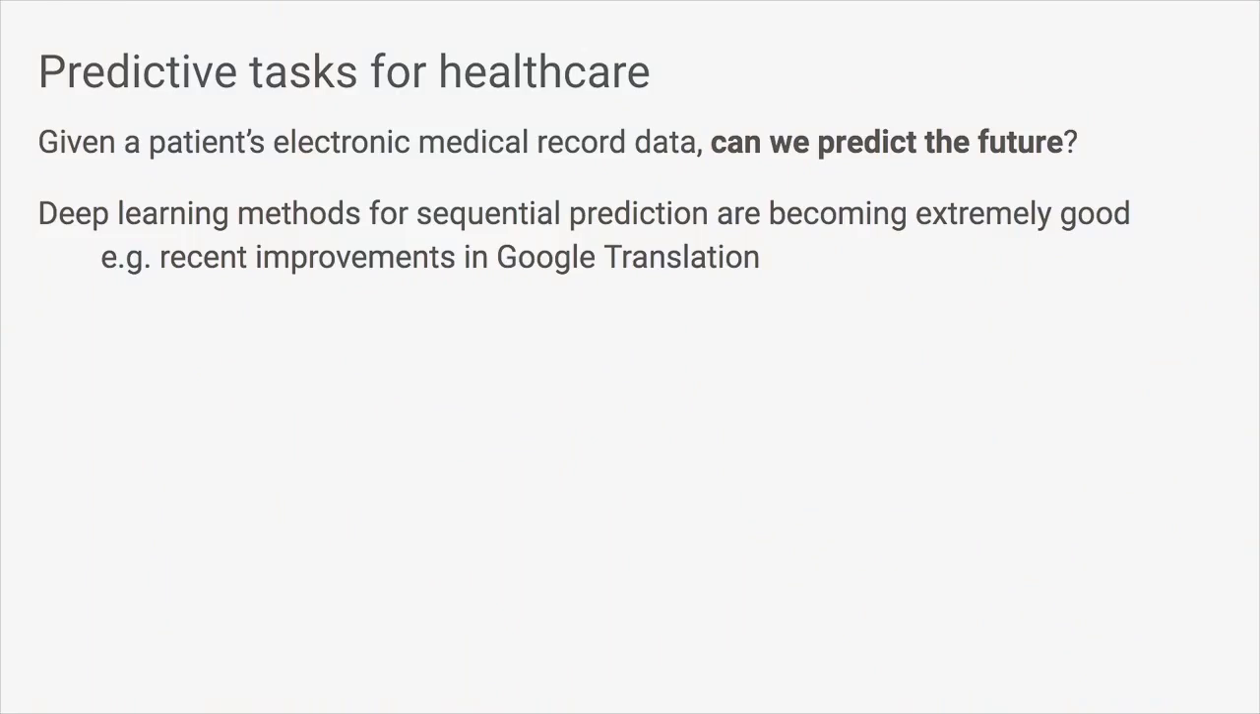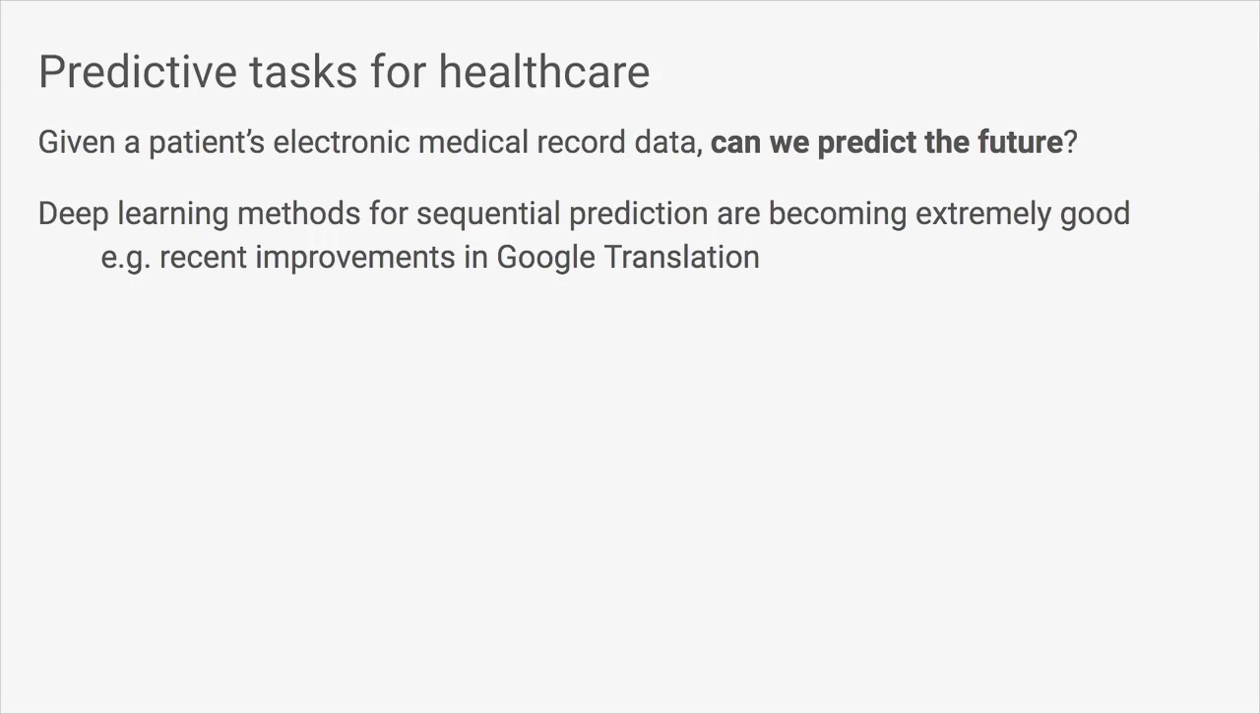The other kind of area in healthcare that we're looking at, one of the other ones, is, given a patient's electronic medical record data in de-identified form, can we build models that can predict the future for a patient? So if you have a patient sitting in front of you with some previous medical records, maybe they're reporting some sort of symptoms, what can we do for that patient? And this is essentially a sequential prediction task.